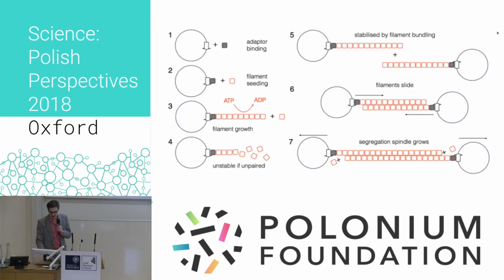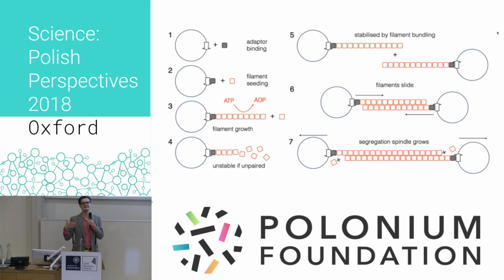Okay, so essentially it works like this. You have the binding of the adapter to the plasmid, you seed the filament, so it starts growing from the adapter. The filaments use energy of hydrolysis of ATP for growth. However, they can't continue growing indefinitely. They are unstable if they are unpaired with another filament. So if a plasmid starts growing its own filament, and it finds another plasmid that also grows its filament, the two pair together, and that allows for the stabilization of the filaments.